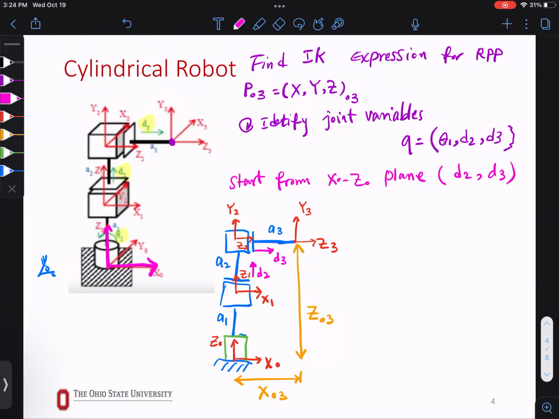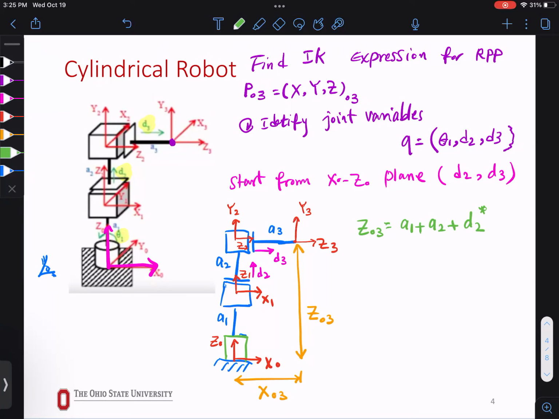Can we write two equations in which these two variables appear? Can I say Z0,3, that I know what it is, right? I have this value. It is basically A1 plus A2 plus whatever D2 is. It's variable, right? I'm just going to put a star so you know this is a variable. So in here, I know what this is, I know what this is, I know what this is, I don't know what this is.